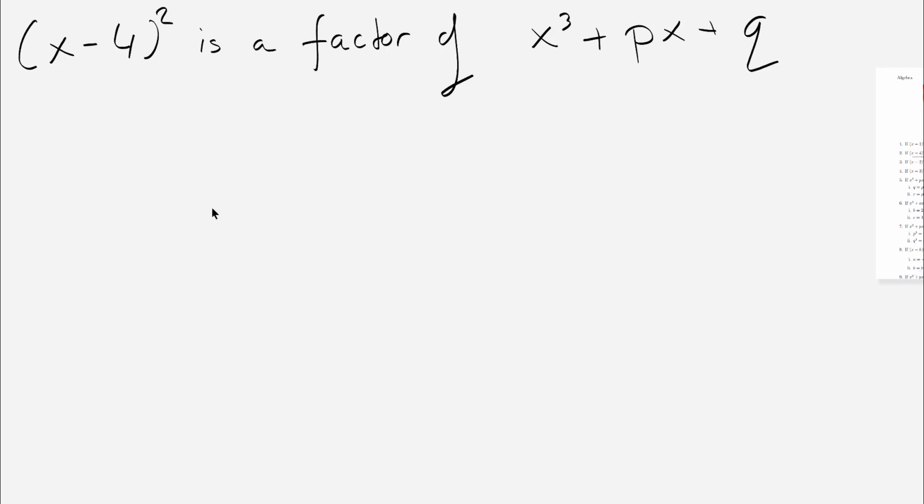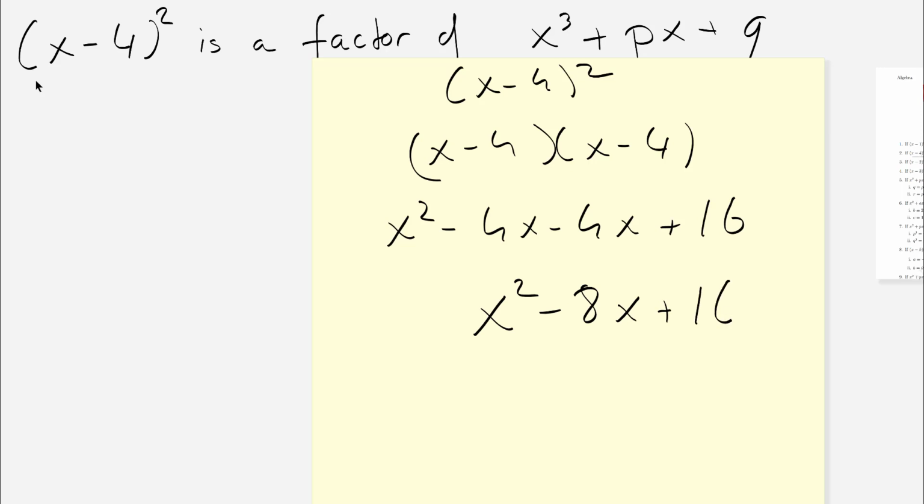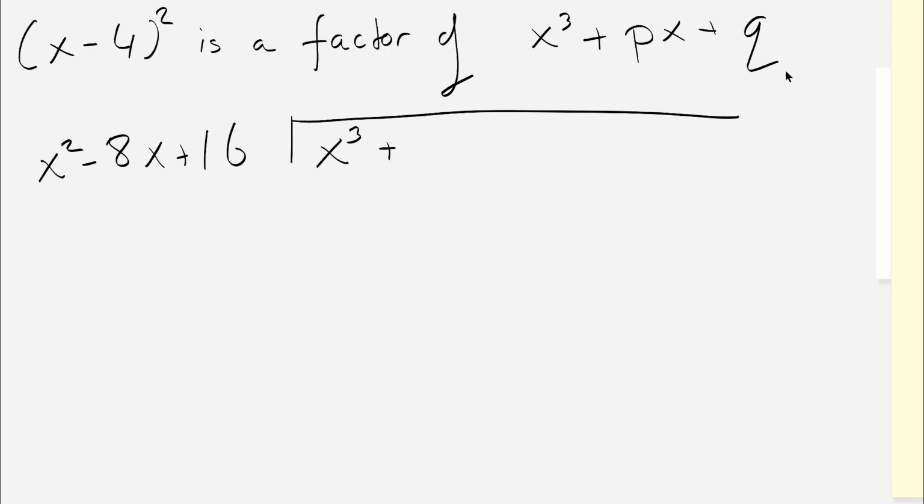So we have (x - 4)² is a factor of x³ + px + q. That means that (x - 4)² divides into x³ + px + q evenly. So the first thing I'm going to do to simplify it is work out my (x - 4)². That's (x - 4) times (x - 4), which is x² - 8x + 16. So I'm going to use that. I've got my x² - 8x + 16, and that is a factor of x³ + px + q, so therefore it divides evenly into x³ + px + q.